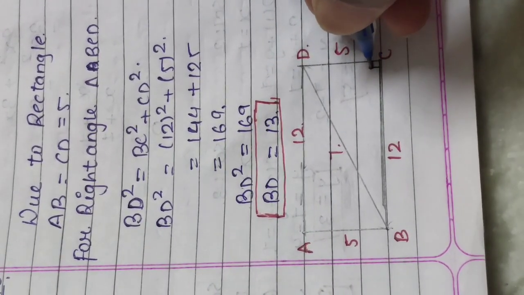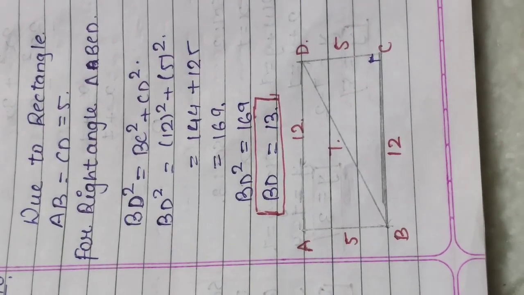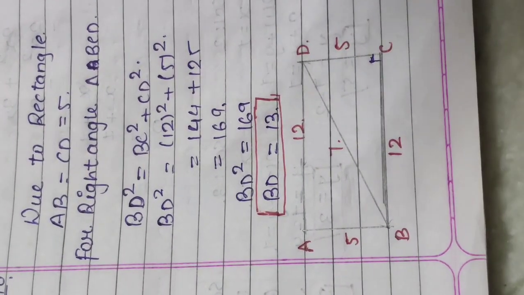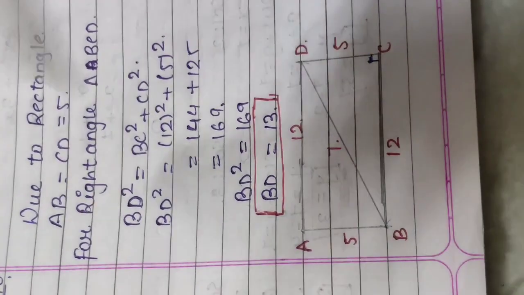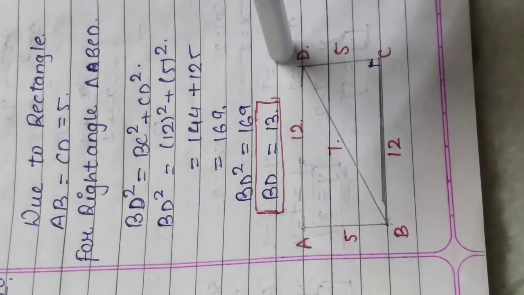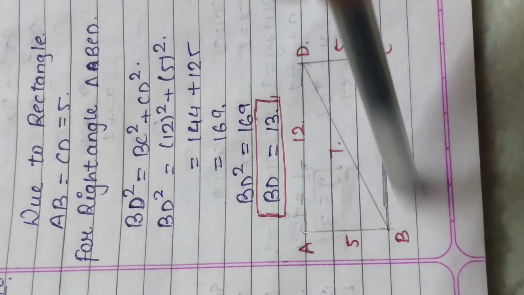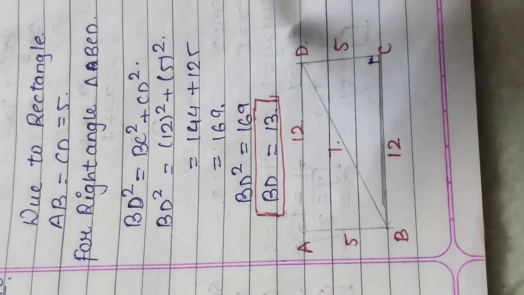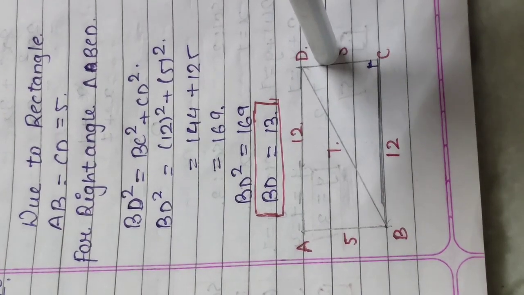This is the right angle. So if we are taking C as a right angle, then as per the Pythagoras theorem, BD square, this is the hypotenuse, is equal to BC square plus CD square.